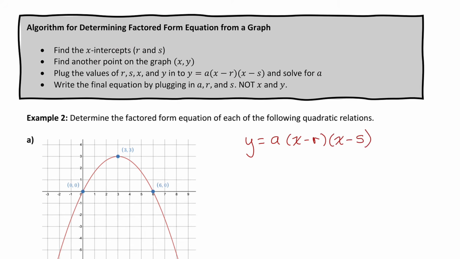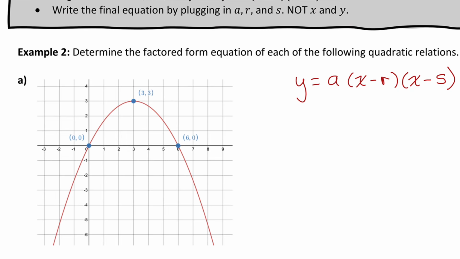Remember, the x-intercepts are the values of x that make the factors be 0. And these factors would be 0 if x was either r or s. So whatever the x-intercepts are, in this case 0 and 6, we make those the r and the s values. We then find some other point (x, y) that's on the graph of the parabola, which I see here is the point (3, 3). And we can plug those values, the x and y, along with the r and s values, into this factored form equation, and then solve for a. So let's go ahead and do that for this question.